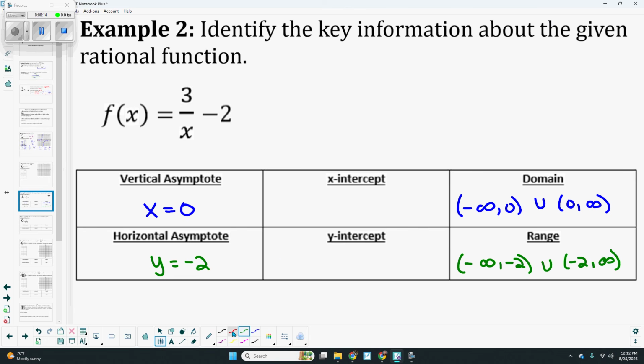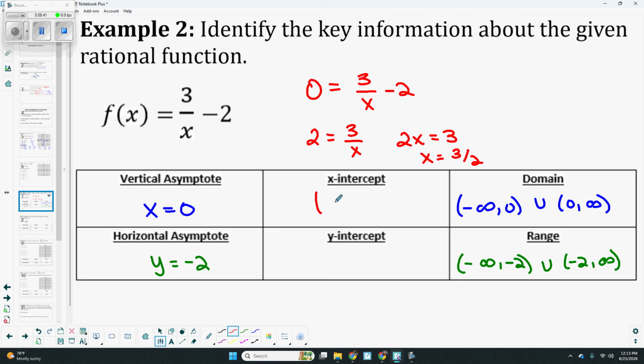And now for my intercepts. The x-intercept, remember, is when y is 0. So if I were to plug 0 in here, I'm going to solve this equation. So I would add 2. I could multiply both sides by x. And now I could divide both sides by 2. So x is equal to 3/2, or 1.5. So that means 1.5, comma 0 is the x-intercept.